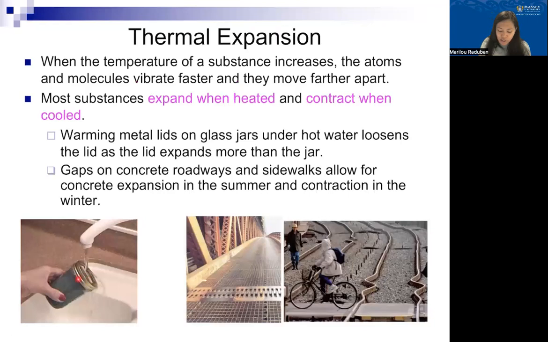So for example, you've probably heard that if it's hard to open a jar, then it will be useful to run the lid under hot water. Okay? And what happens is that the lid, which is more conductive than the glass, will expand faster compared to the glass. And so you have the expansion of the lid, which causes it to loosen a bit, and it will help you open the jar easier.